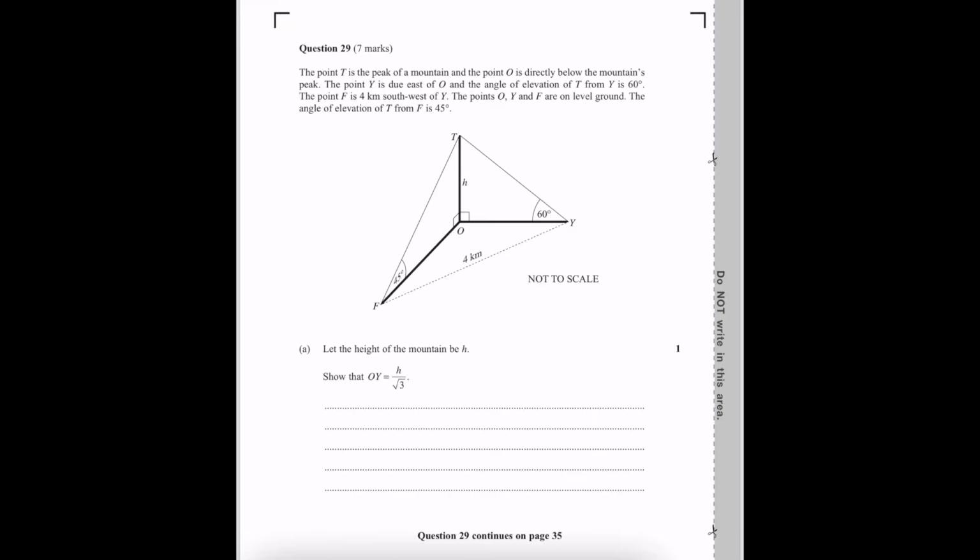Question 29 says the point T is the peak of a mountain and the point O is directly below the mountain's peak. The point Y is due east of O and the angle of elevation of T from Y is 60 degrees. The point F is 4 kilometers southwest of Y. The points O, Y, and F are on ground level. The angle of elevation of T from F is 45 degrees. Part A says let the height of the mountain be h. Show that OY is equal to h on root 3.